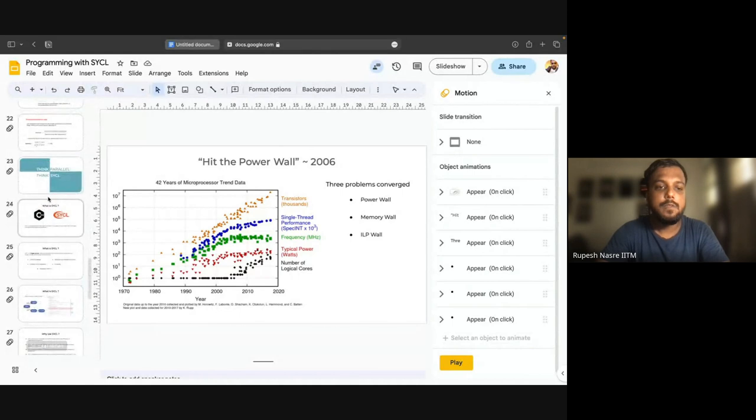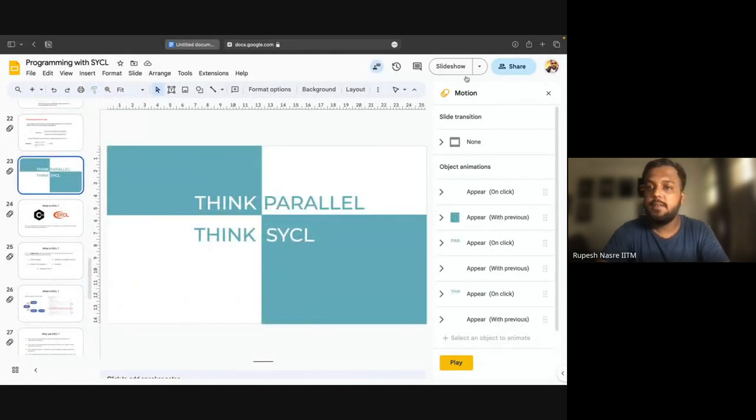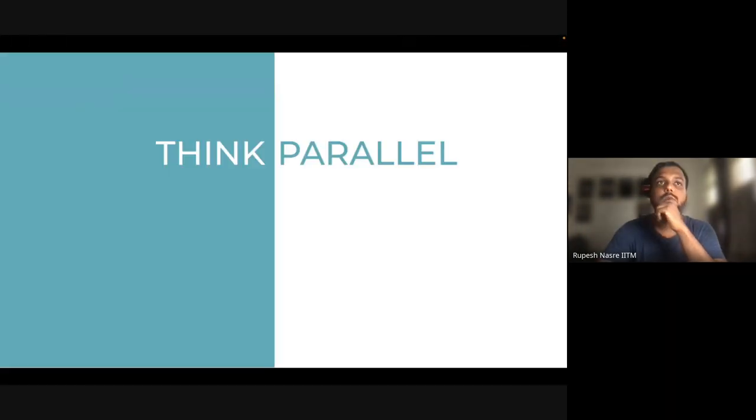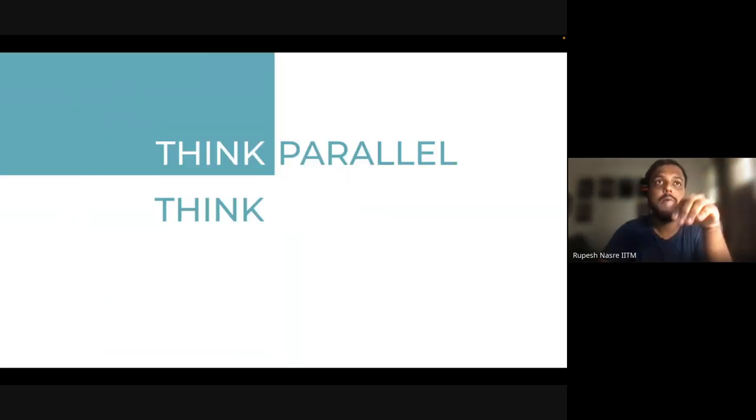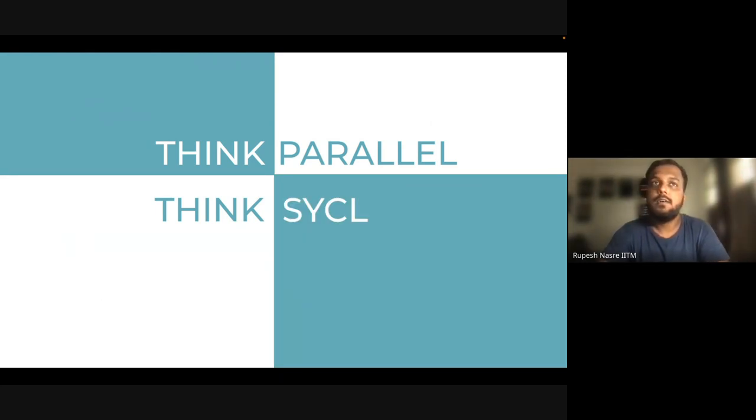Think Sycl. Okay, so let me start the slide. Think parallel, think Sycl. Why is think parallel basic, but why did I add think Sycl? Because Sycl gives us a number of heterogeneous workers to work with, which is not the case with other parallel programming models. So that's why I say think parallel, think Sycl.